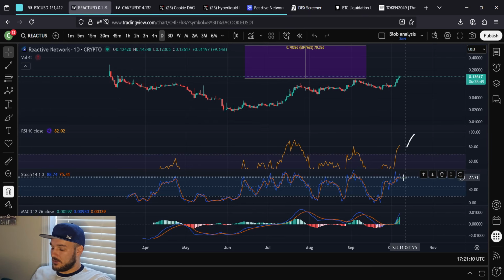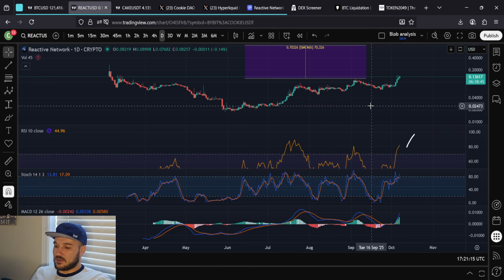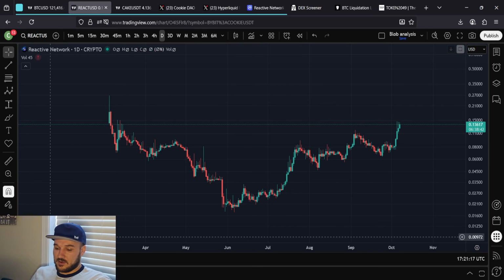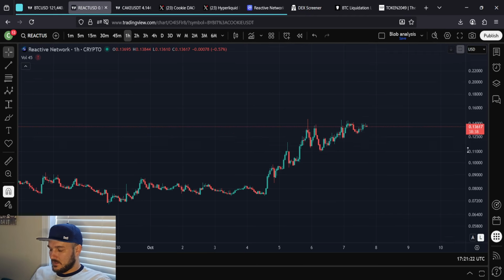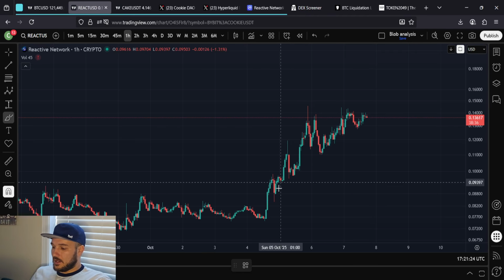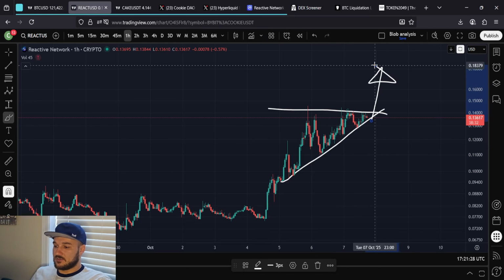Looking really good on the stochastics, on the MACD, and the RSI overall. Even though you're at an area that you rejected last time, I think that you do continue higher. Let's look at the 1 hour time frame and then zoom out from there. 1 hour time frame. Yes, very bullish. Right? Higher lows, flat top, something's got to give, and it's probably going to give to the upside.